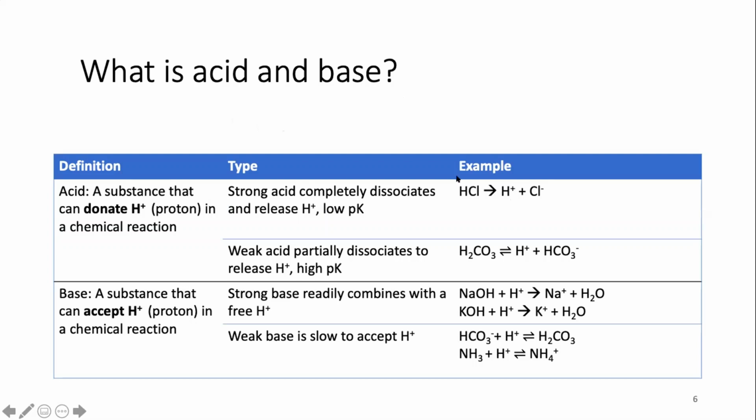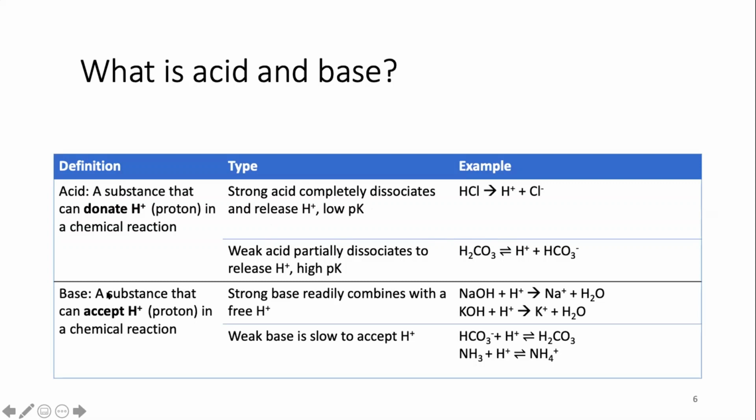Meaning that if you have a beaker full of hydrochloric acid, what the beaker actually contains is H plus and chloride ions. But a weak acid may not necessarily dissociate into H plus. It may exist in its original form, for example carbonic acid. This carbonic acid may change into H plus and bicarbonate ion, or it may retain its original form as carbonic acid.